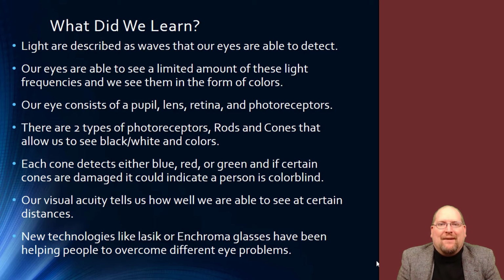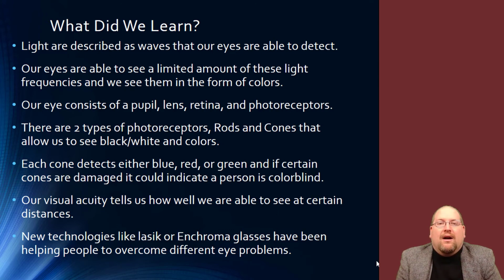So, what did we learn today? We talked about how light is described as wavelengths that our eyes are able to detect within a certain range of the color spectrum. Our eyes are able to see a limited amount of these light frequencies, and we see them in the form of color. Our eyes consist of pupils, lenses, retinas, and photoreceptors. There are two types of photoreceptors that we talked about, the rods and the cones, that allow us to see black and white as well as color.